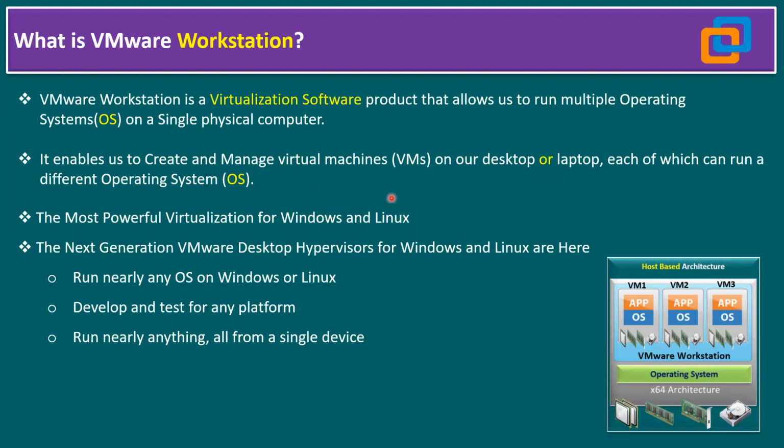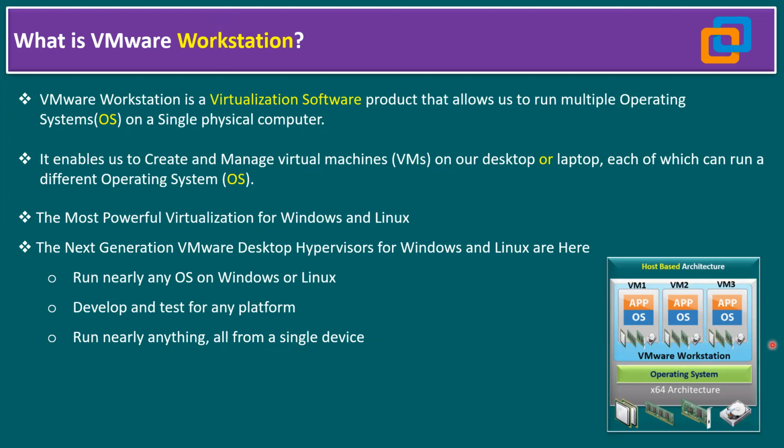Even the binaries available from the VMware website: there is an .exe executable file for the Windows OS flavor, and there are binary files available for Linux. Okay, only these two flavors of VMware Workstation software are available. The next generation VMware desktop hypervisors for Windows and Linux are here. So run nearly any OS on Windows or Linux and develop and test for any platform. As I mentioned, this workstation is mainly for testing and development, and run nearly anything all from a single device.